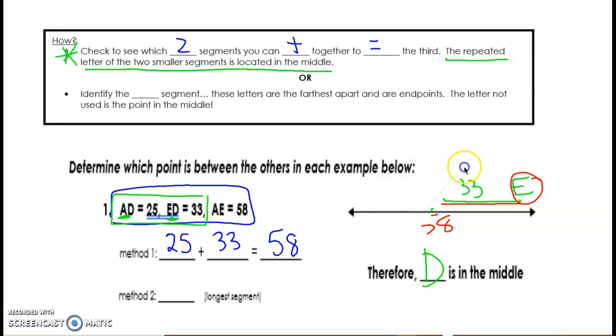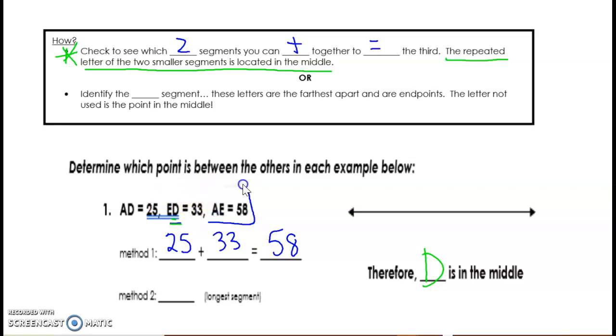Okay, so let's take a look at method 2. So let's do some erasing so we can have a clear slate to look at it for method 2. All right, so method 2 up here at the top. What you're going to do is identify the largest segment or the longest segment. So you're looking for the biggest number. These letters are the farthest apart, so they're the endpoints, meaning they're on the extreme right and extreme left of your number line. So looking at my question number 1 here, AE is my largest segment.